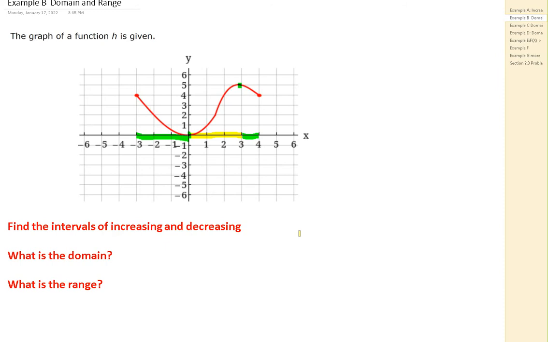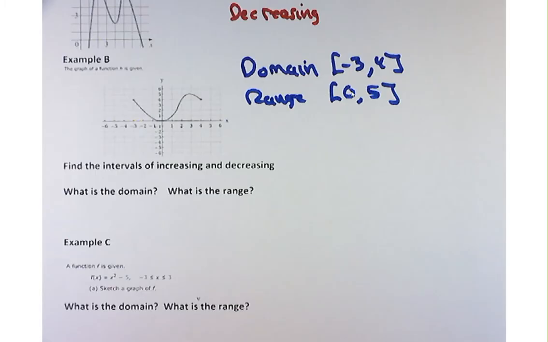How about the range? 0 to 5. Yeah, nice. 0 to 5. So we're talking about things in the y direction. And in the y direction, this graph goes all the way up to and including 5. So 0 to 5 is your range. And let's see, let's get rid of that so we don't be too confusing. So that's what we got so far.